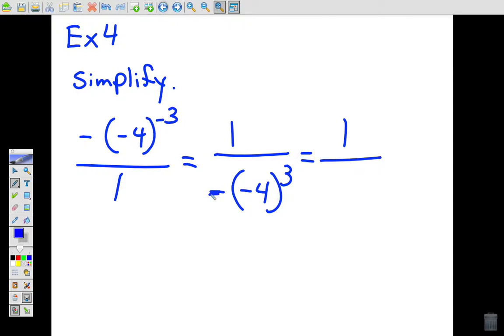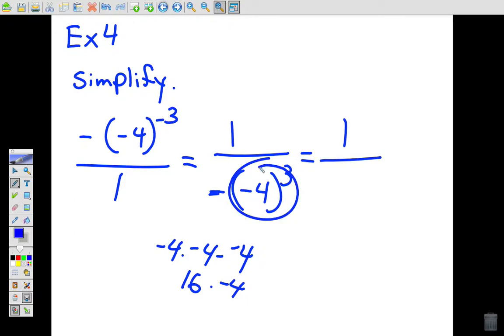So I'm going to cube what's in the parentheses. So negative 4 times a negative 4 times a negative 4. And let's see, negative 4 times negative 4 is 16 times a negative 4. So I get 64. So out of this, I get 64. Now, what's the opposite of 64? Negative 64. So a negative 64.